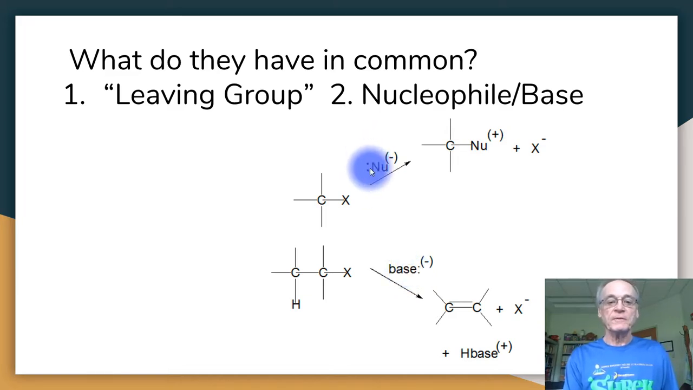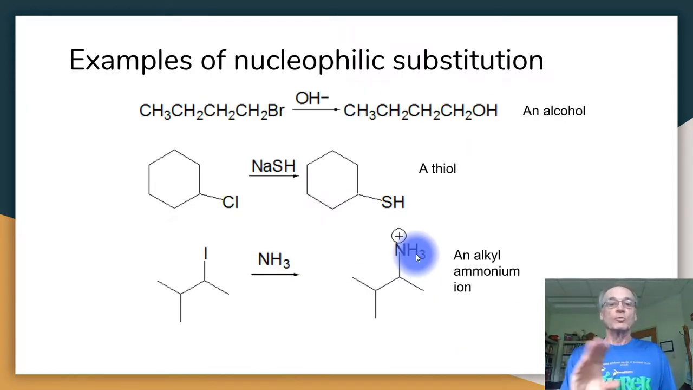In one case, the nucleophile wants to become attached to a carbon. In the other case, the base wants to become attached to a hydrogen, but they essentially do the same thing. They want to share a pair of electrons with something else. We're going to worry about elimination or beta elimination later on.